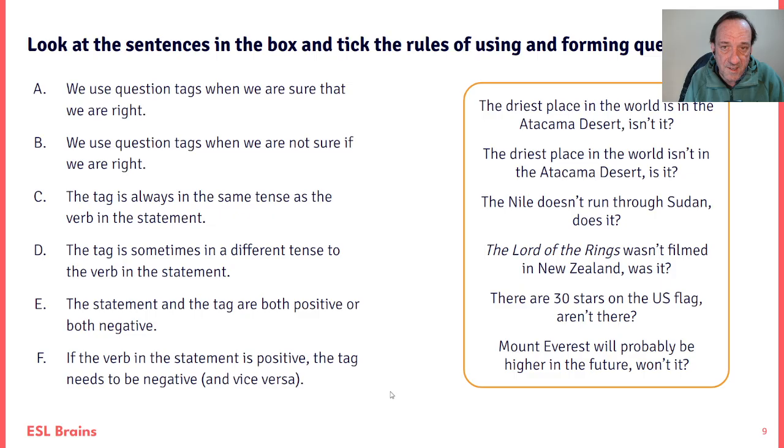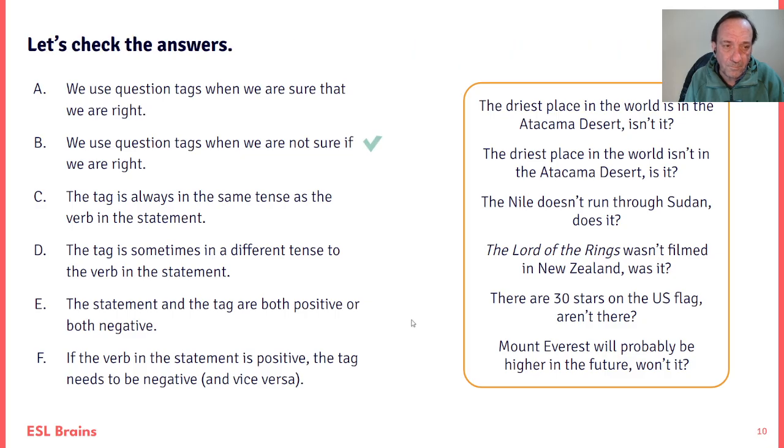Look at the sentences and tick the rules of using and forming question tags. We use question tags when we are sure that we are right. No, that's not true. We use question tags when we are not sure if we are right. You can drive, can't you? Yeah, that's correct. The tag is always in the same tense as the verb in the statement. You have been to London, haven't you? That's correct.